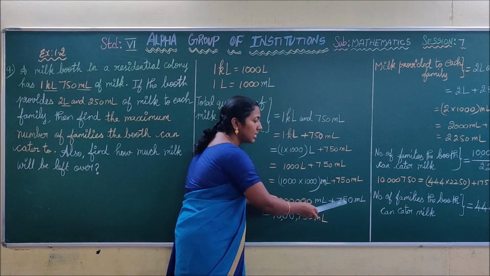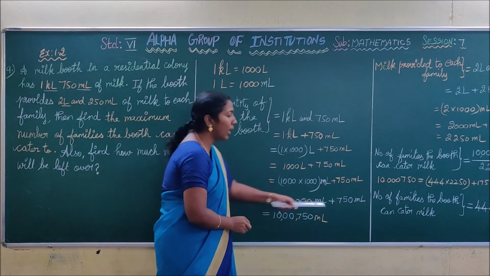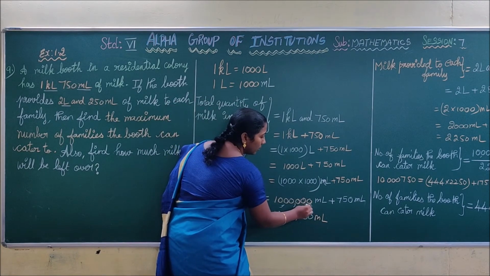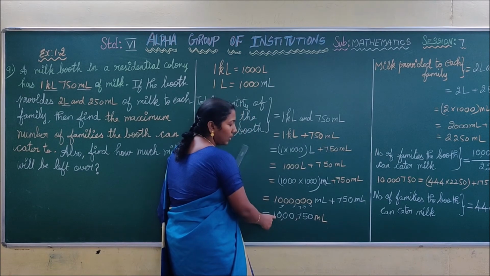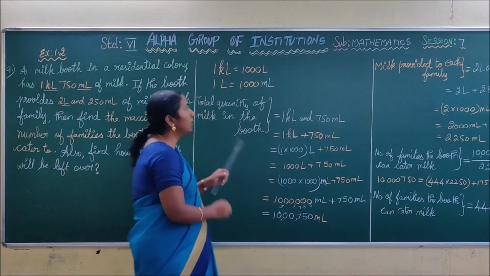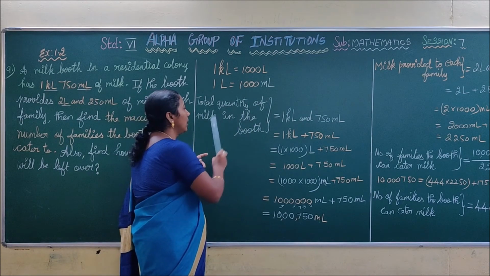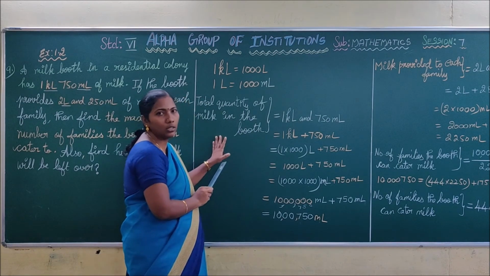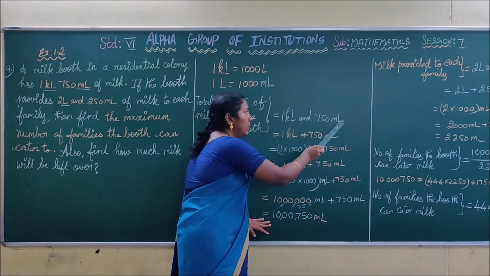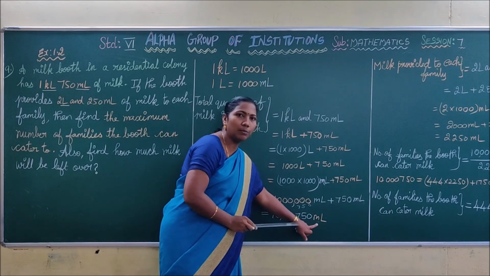milliliter plus 750 milliliter. You have to add this value with this one. How do you add? You have to write this term in the last. Thus you get 10,750 milliliter of milk, which is the total quantity of milk in the booth. Thus we have converted the 1 kiloliter and 750 milliliter as a single unit, that is milliliter.